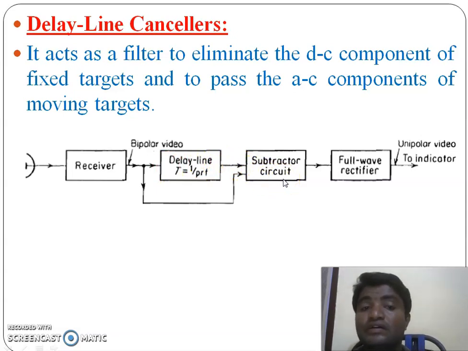Already we know from the basics of CW radar or MTI radar, the fixed target will provide a constant or equal amplitude. By subtracting the equal amplitude, we get 0. That means the stationary targets are eliminated by using the subtractor, and only the moving targets will give the voltage here. And then the bipolar signal is converted into unipolar by using a full wave rectifier for display purposes. If you use the plan position indicator, we require a unipolar signal.